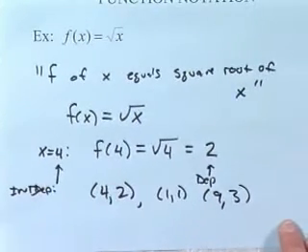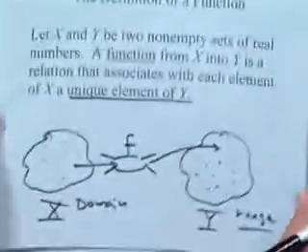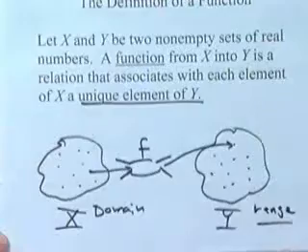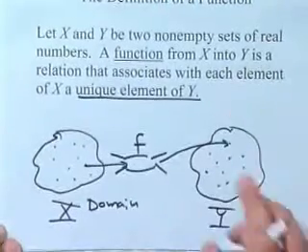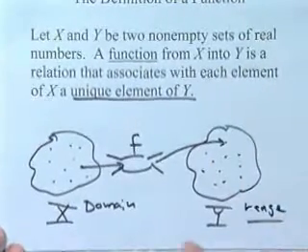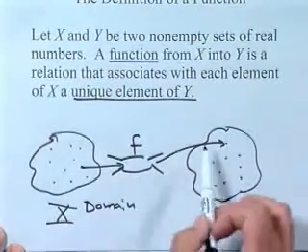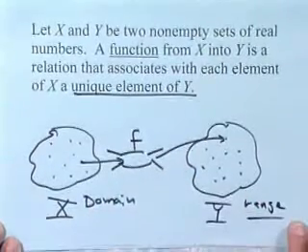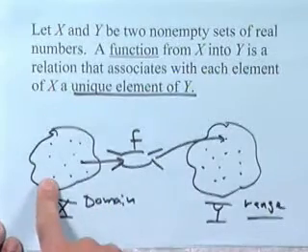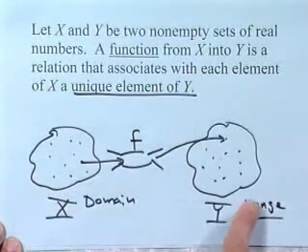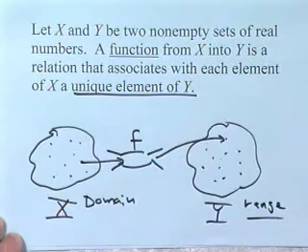Most of you have seen functions before, but what you need to remember is the definition. You might want to write that down. Okay? And the biggest thing you have to remember about the definition is that for every element in x, there is just one corresponding element in y. The domain, that's the independent variable. The range, those are the dependent variables.